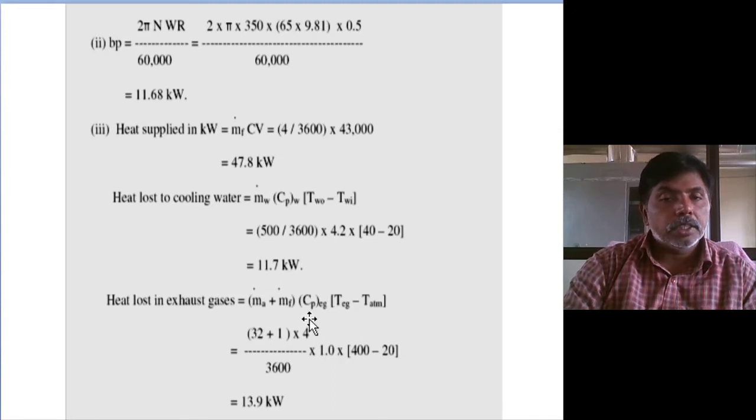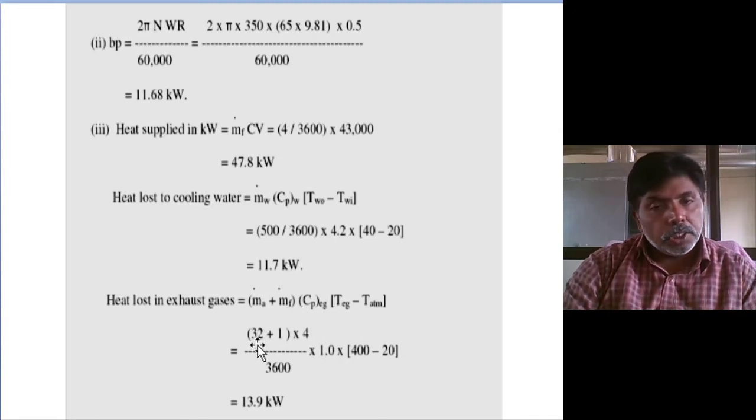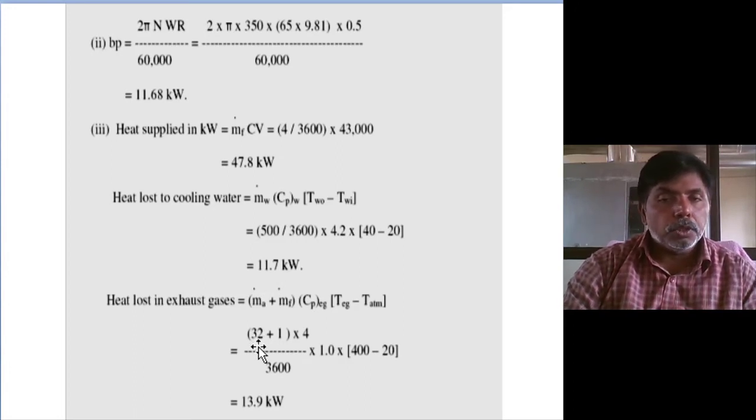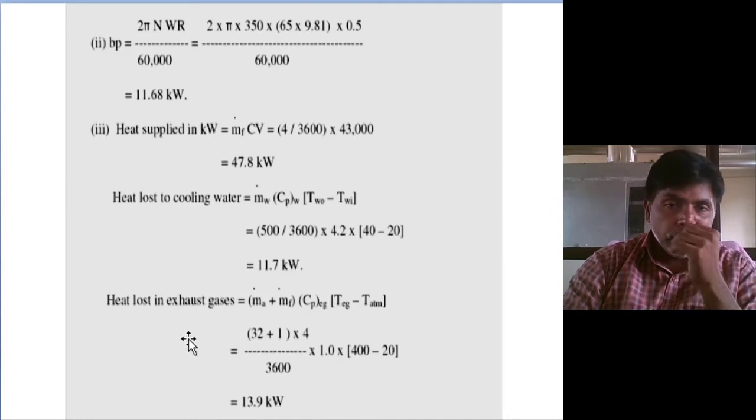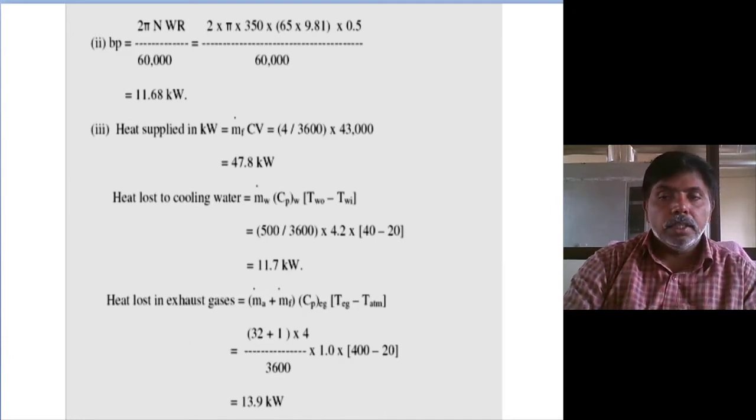Heat loss to the exhaust. Exhaust means air and fuel both are coming out through the exhaust. So 1 kg of fuel consumes 32 kgs of air for complete combustion. Air fuel ratio is already given. So 32 plus 1 into mass flow rate of fuel 4, divided by 3600, into specific heat of the gas 1, and exhaust gas temperature 400 minus ambient temperature 20. Then heat loss in exhaust gas is 13.9 kilowatt.